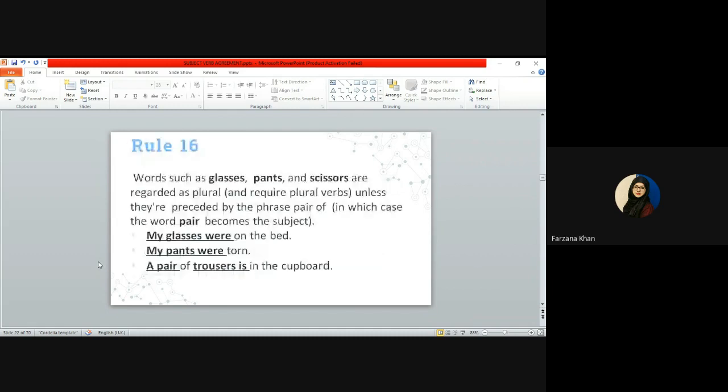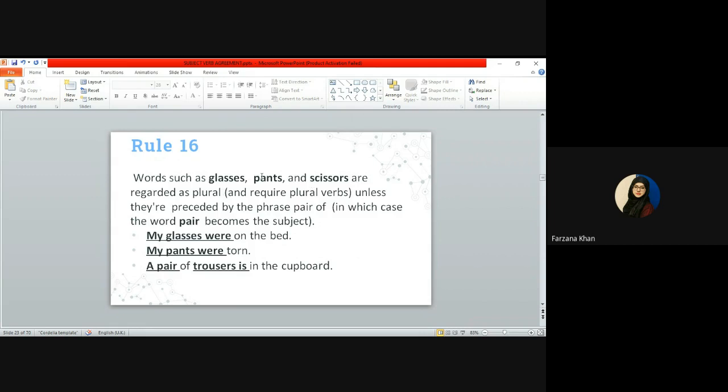Well, rule number 16 is here. This is also a very important rule, and students usually get confused while using these words. These are words like glasses, pants, and scissors. These are also nouns. Basically, these are always used in this sense. We cannot use glass for glasses. We cannot use pant for pants. We cannot use scissor for scissors. Right? So these are words which are regarded as plural and always require a plural verb.